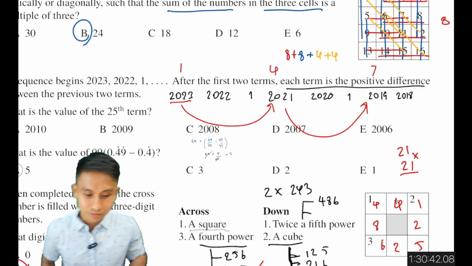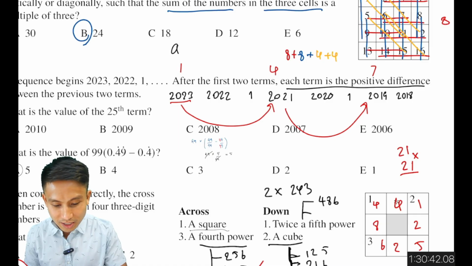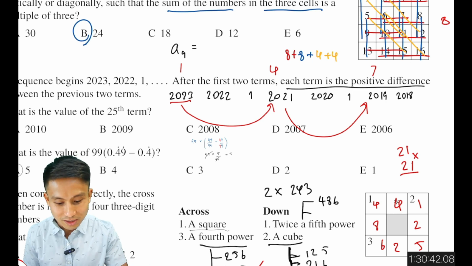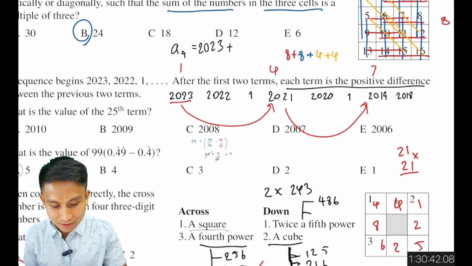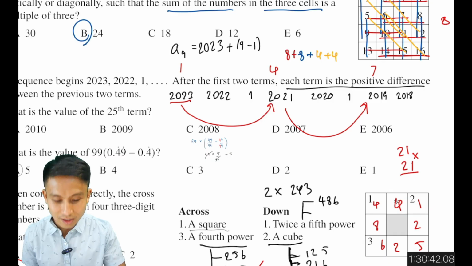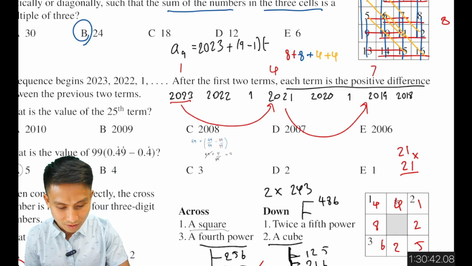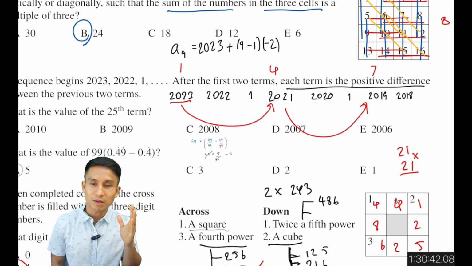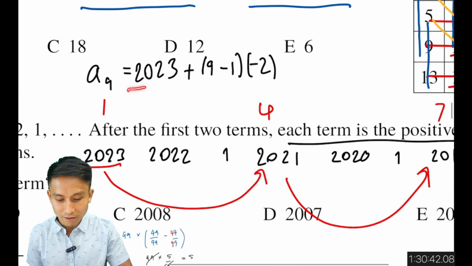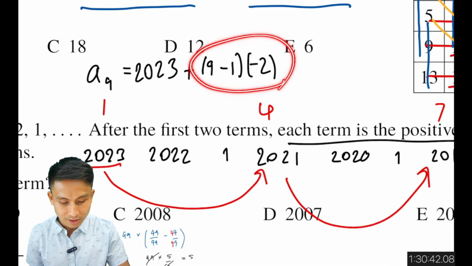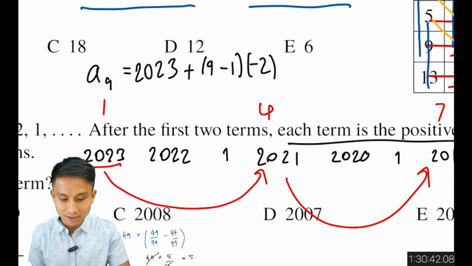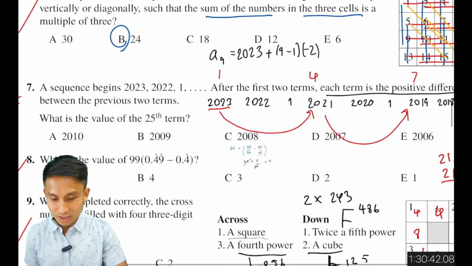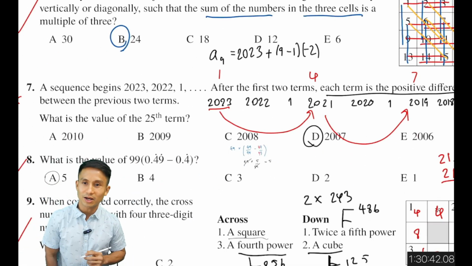So the 25th term is the 9th term. Then we can use the arithmetic sequence formula because we want to find A9. That would be the first term, 2023, plus n, which is 9 minus 1, times the common difference, which is minus 2. So I just plug minus 2 in there. What would this be? Well, I have 2023 plus 8 times minus 2, so that's minus 16. So 2023 minus 16, you would get 2007, which would be the correct answer there. There you go.